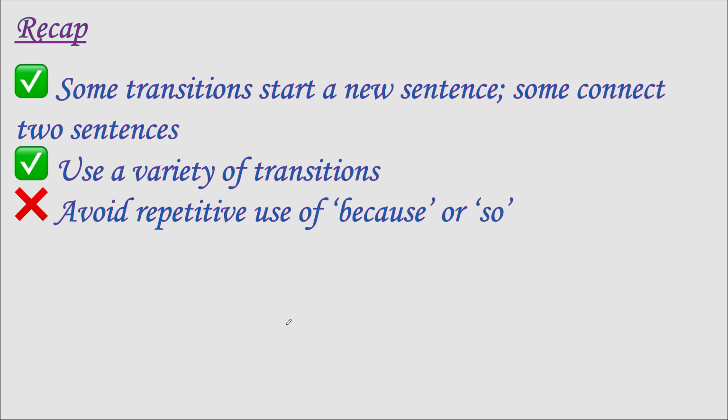To recap, some cause and effect transitions show a result, others explain a reason. You can use sentence connectors, embedded phrases, or longer connector clauses. Mix different types to keep your writing smooth and natural.